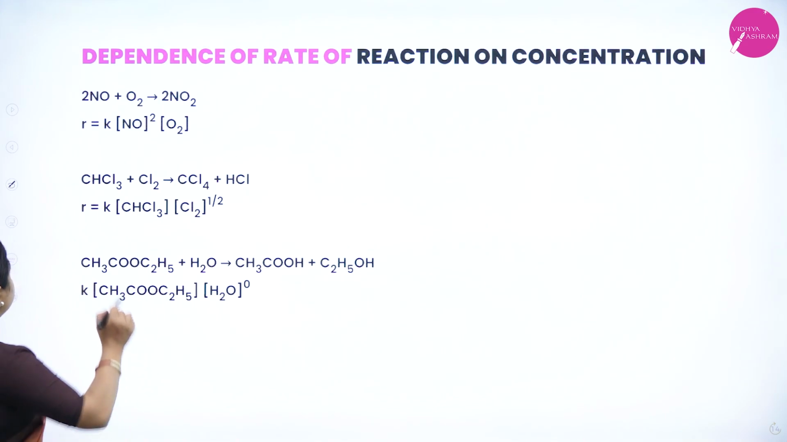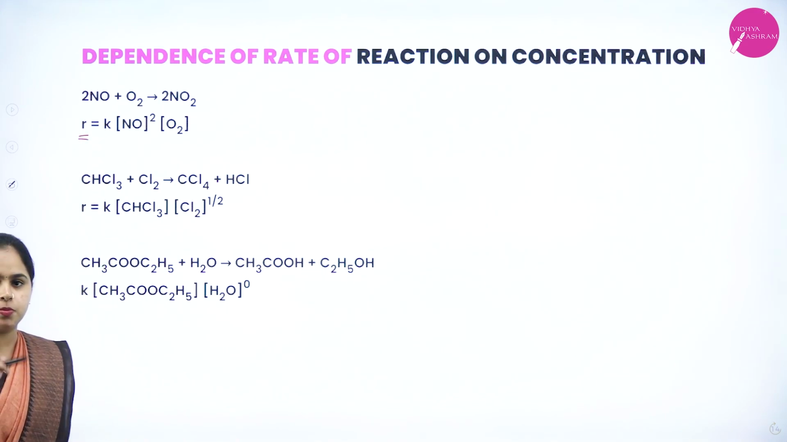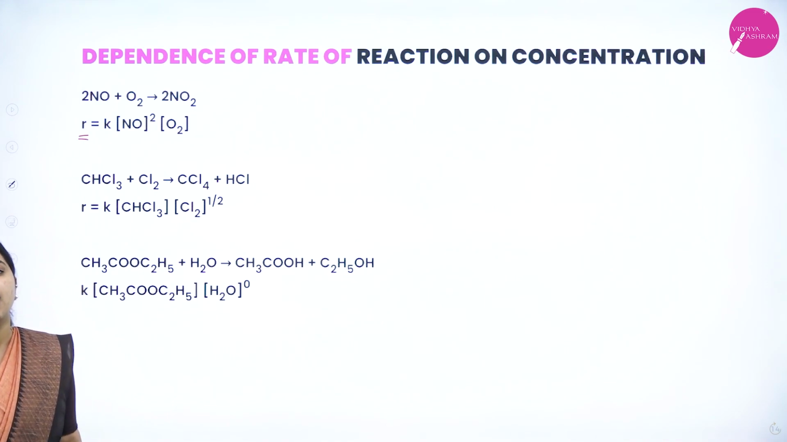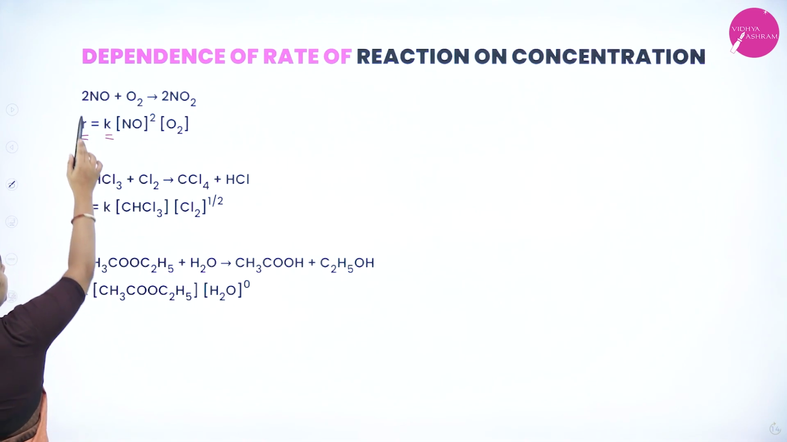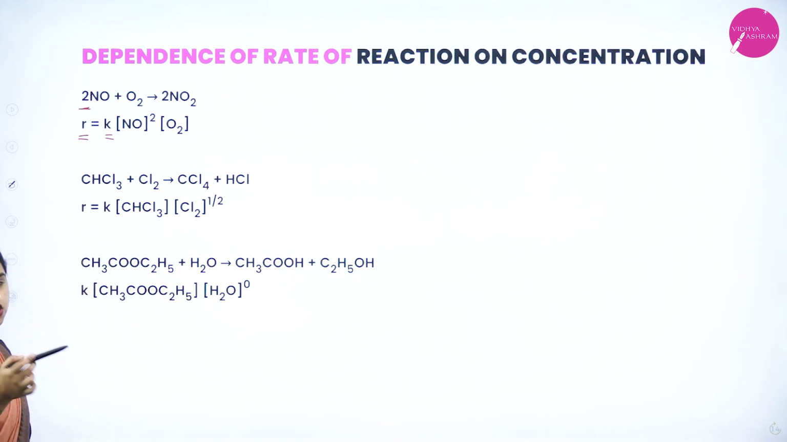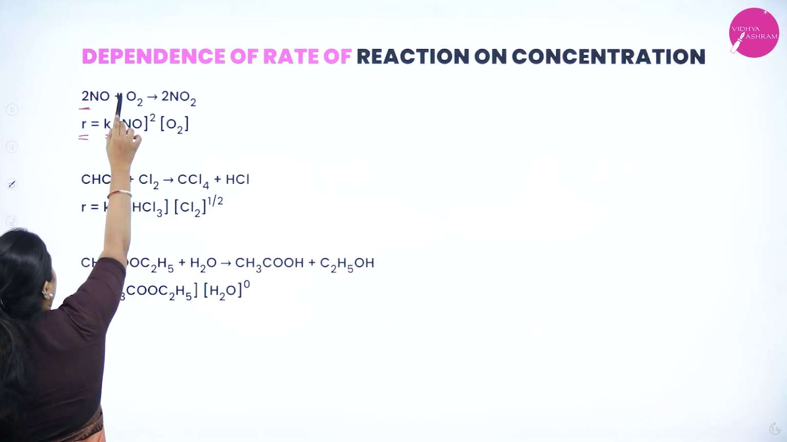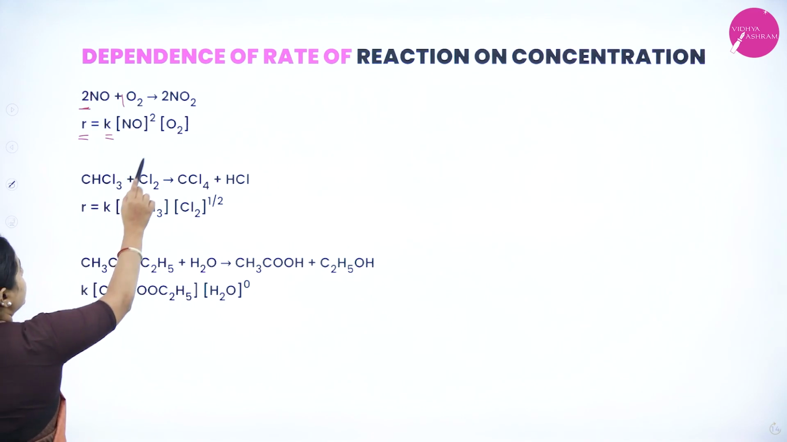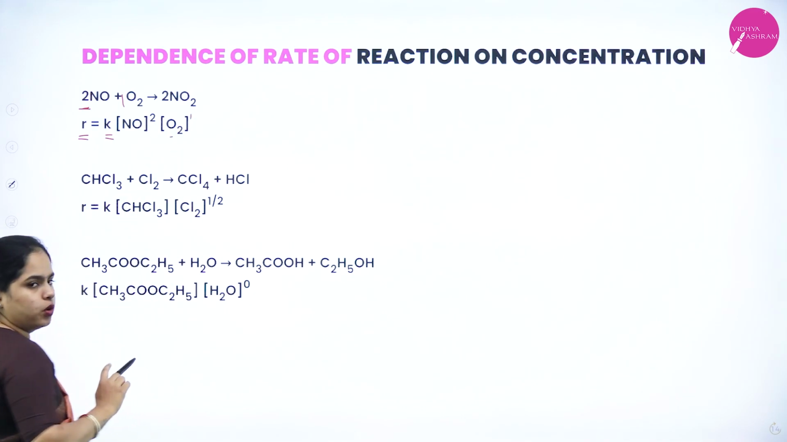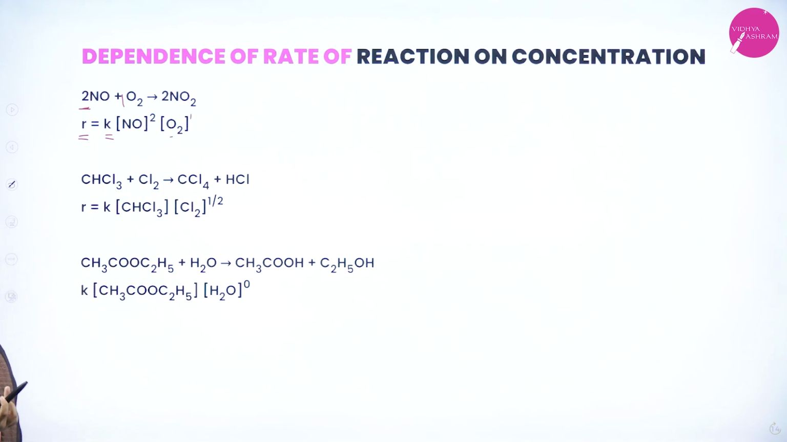Rate will be equal to, you can see the rate is expressed by the symbol small r. r is equal to k into [NO] raised to 2, where k is the rate constant, and 2 is the stoichiometric coefficient, into [O2]. As you can see here, there is no other coefficient, that means it is 1, and it is [O2] raised to 1. So this is how you write the rate law or rate expression.